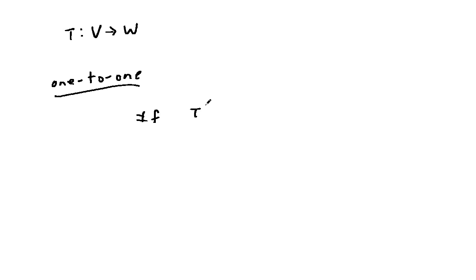Let's look at some additional properties that a linear transformation T from V to W has. T is said to be 1-to-1 if it satisfies the following property. If T of U equals T of V, then U equals V.